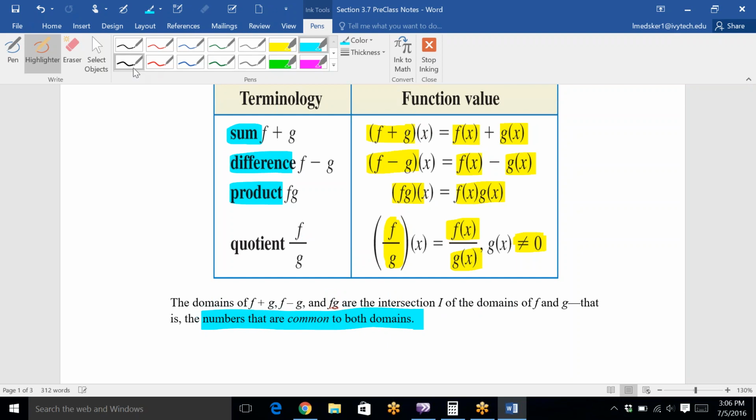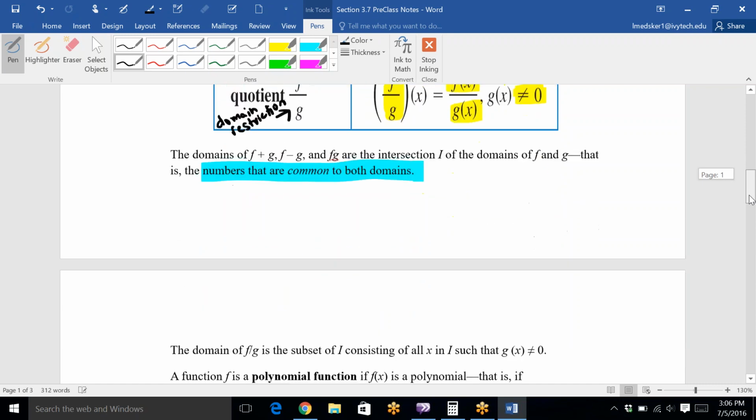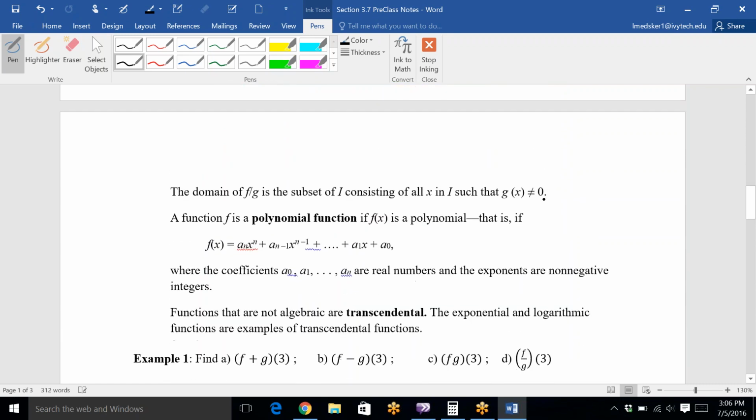The quotient gets a little tricky. Because you have placed something in the denominator, you have to think of what we call domain restrictions. It is still going to be the combined domains, but there might be something extra that has to be thrown out because it's in a denominator now. And so that's what they say here. It's everything that's in that intersection.